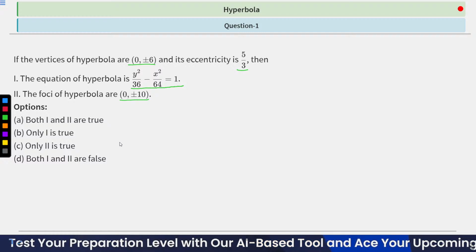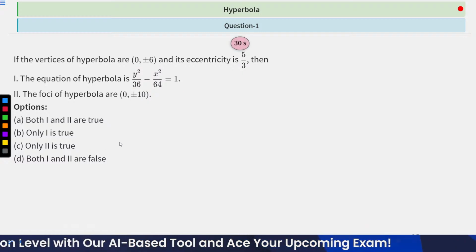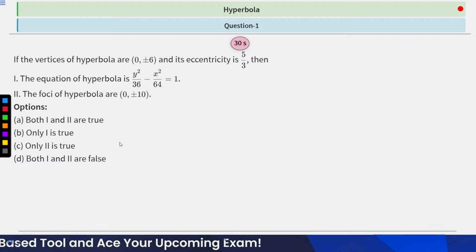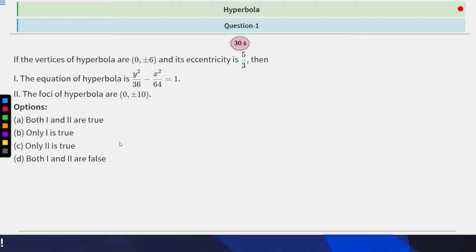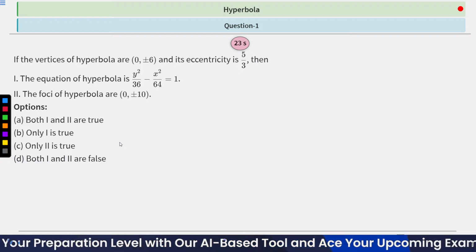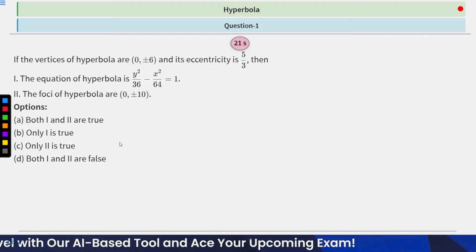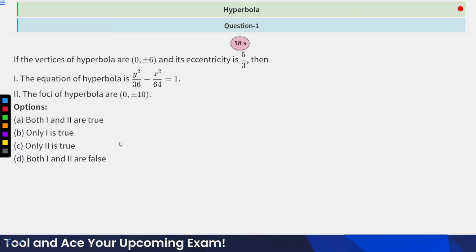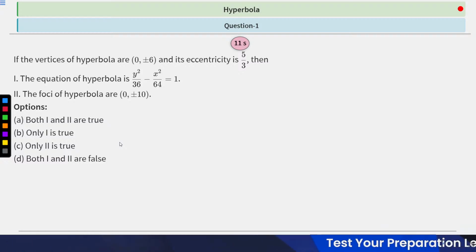Okay. So you will have 30 seconds to try this question. Then we will explore the detailed solution of this. In between you can answer. So your time starts now. So option B, students are choosing option B. Okay, so only 1 is true. Okay, majority of students are saying 1 is true, saying option B is correct.